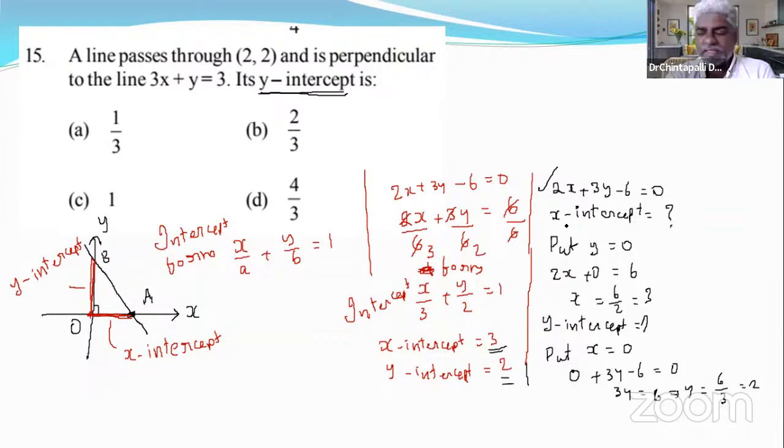Some questions give the relation between intercepts and ask to find the equation. Okay, we'll go through it later. First, let us focus on this question.